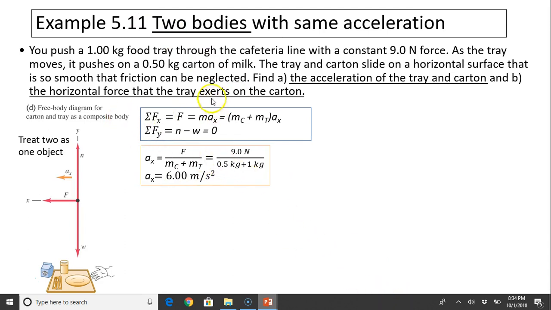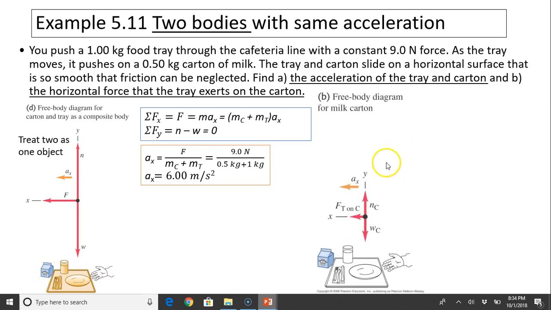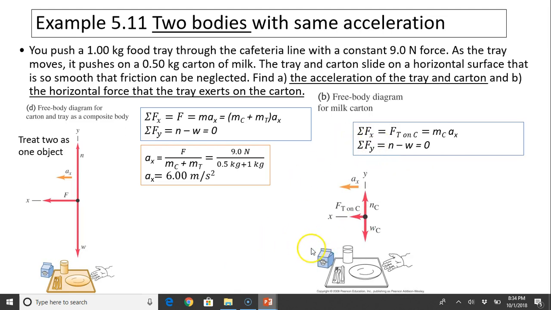Next one, we have to find the horizontal force that the tray exerts on the carton. That is the force in between. To find the force in between, we have to individualize each object. In this case, I want to do the milk carton. Why do I do the milk carton? Because there is less force acting on the milk carton.